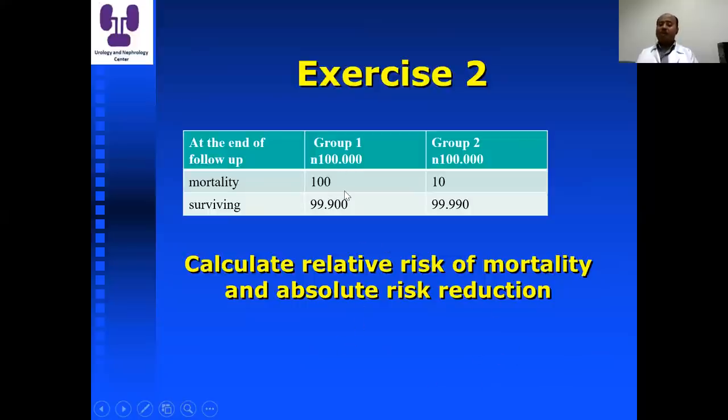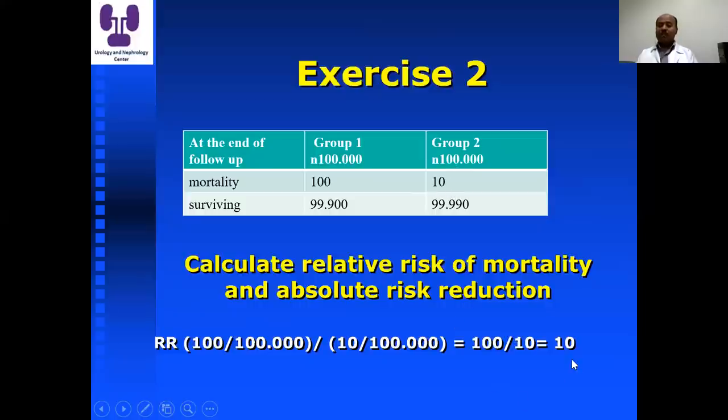If we apply relative risk, the same. 100 out of 100,000, 10 divided by 100,000, so relative risk is 10. The most important is to know absolute risk reduction. Why? Because sometimes the relative risk magnifies the problem. So in this example, if we measure absolute risk reduction, it is only to subtract the incidence from here, from that. So 100 out of 100,000 minus 10 out of 100,000 equal this.